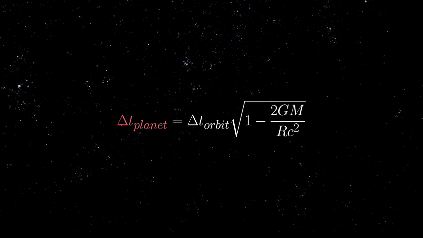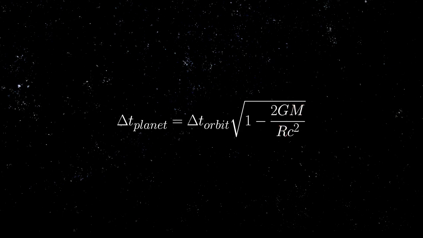Delta T planet, the elapsed time on the surface of the planet, is equal to delta T orbit, the elapsed time on the orbiting spaceship, times the square root of 1 minus 2GM divided by rc squared. In this formula, the mass and radius refer to the mass and radius of the planet. But if instead of a planet you were a distance r from a star or a black hole with mass M, you could use the same formula.